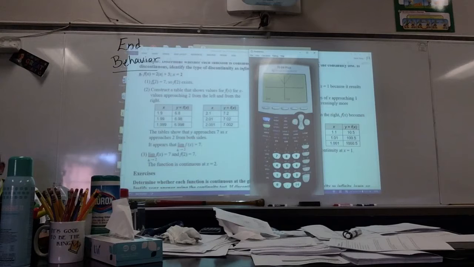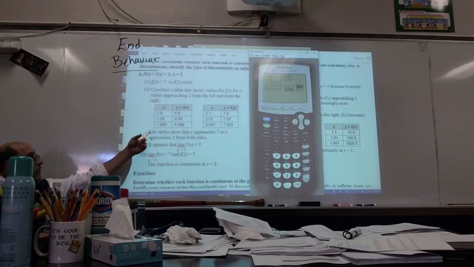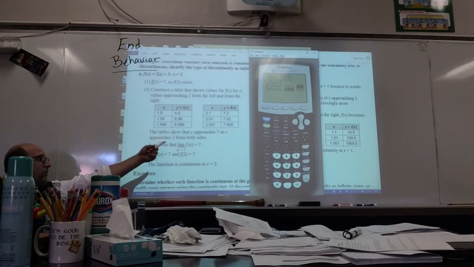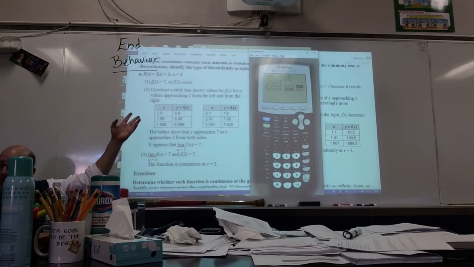But here, I'm going to set a table. And some of you haven't done this yet. If I hit second and window, that's table set, right? I'm going to put in my own values for the independent variable, because I want to get a bunch of values that are approaching 2. And I'm going to use the values that they have in their table on the page. So if you see, we have 1.9, 1.99, 1.999, and then I'm going to set 2.001 and go back up.